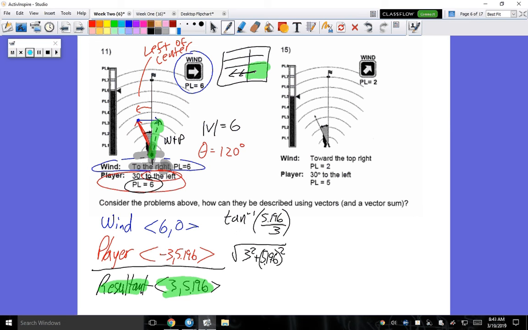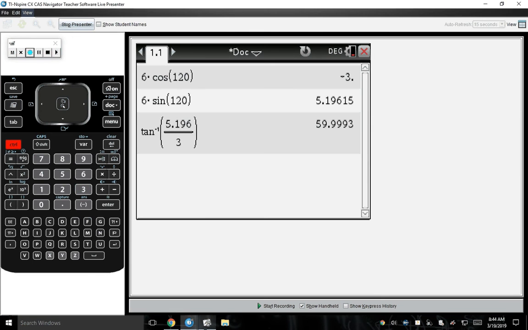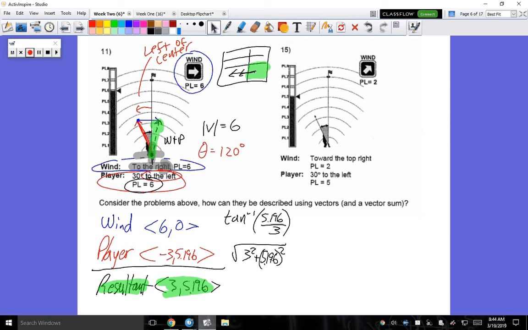Okay, so let's go to the calculator. Arctangent of 5.196 over 3 is going to give us 59.999. So this angle is about 60 degrees, if you will. Okay, so 59.999 degrees. That means, again, if the world revolves around me right here, from 0 degrees to that resultant vector, it's traveling in relation to the unit circle at 60 degrees.